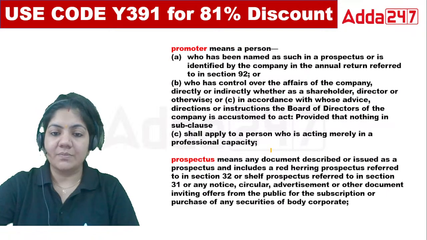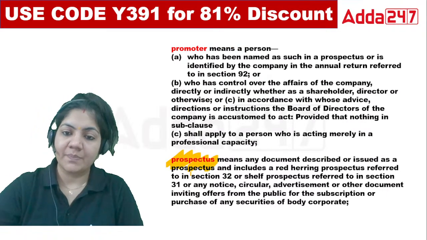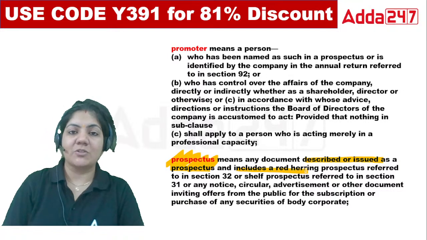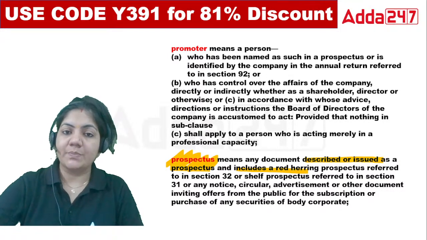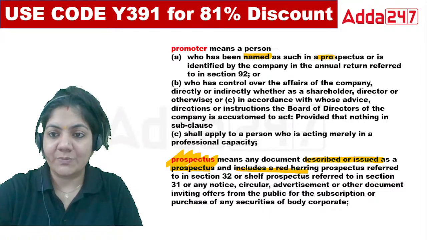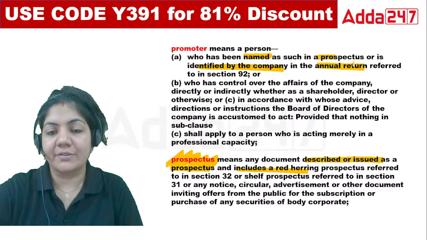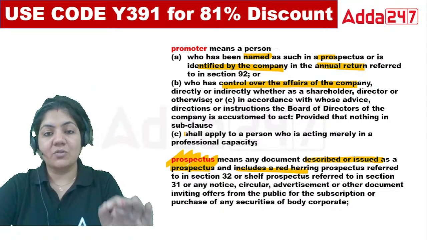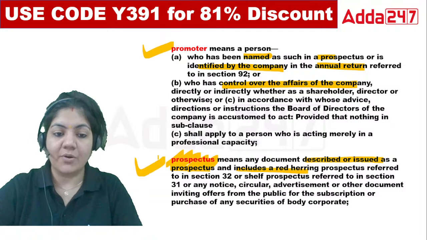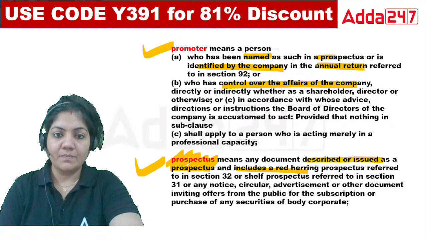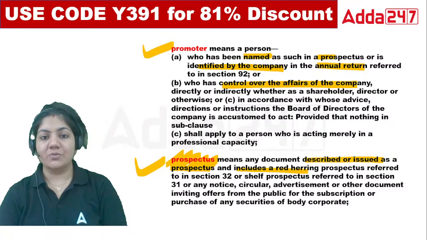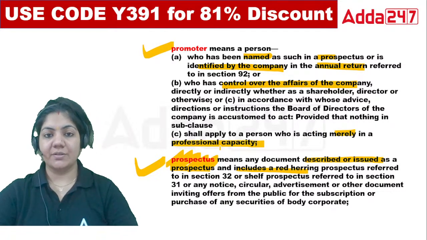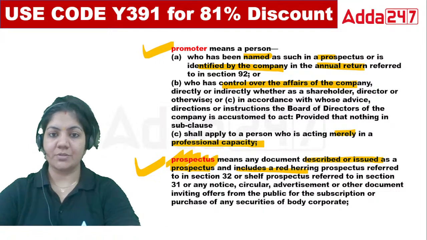Next, what is promoter and what is prospectus? First of all, the prospectus: any document described or issued as a prospectus includes a red herring prospectus, shelf prospectus, abridged prospectus, etc. And who is a promoter? One who has been named in a prospectus or is identified by the company in the annual return, who has control over the affairs of the company. Class, you have to revise all these terms. Both terms are very important from the examination point of view. And the promoter excludes one who is acting merely in a professional capacity. So there are 3 categories which define the term promoter.